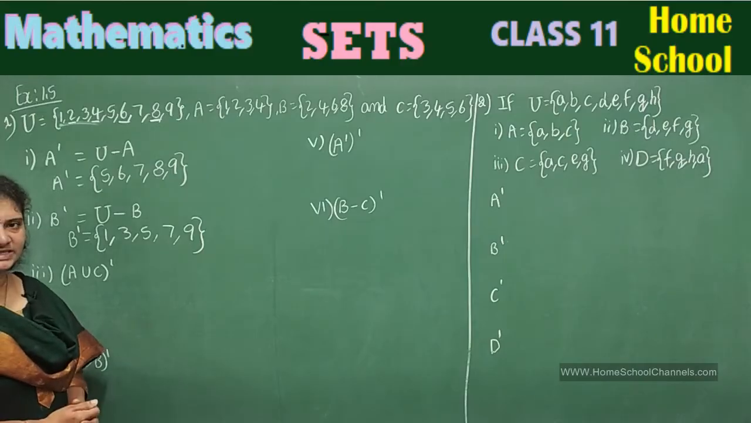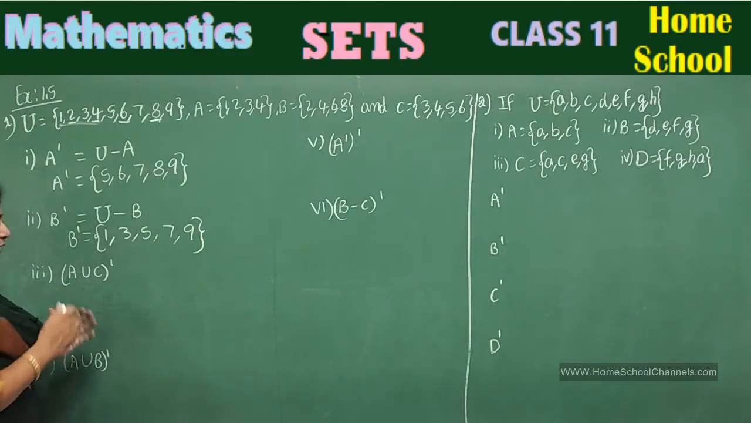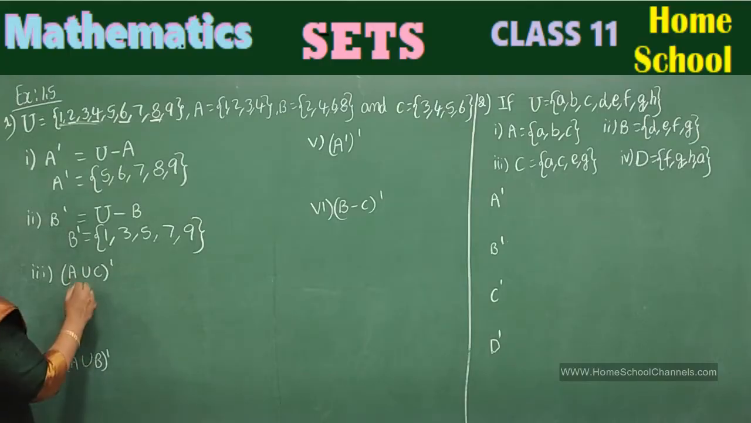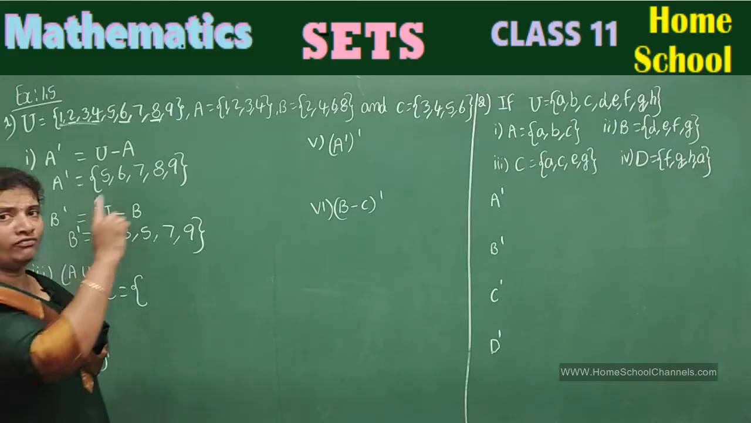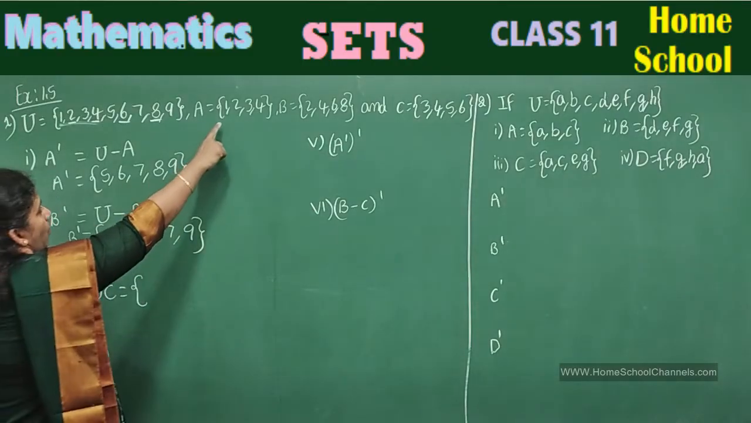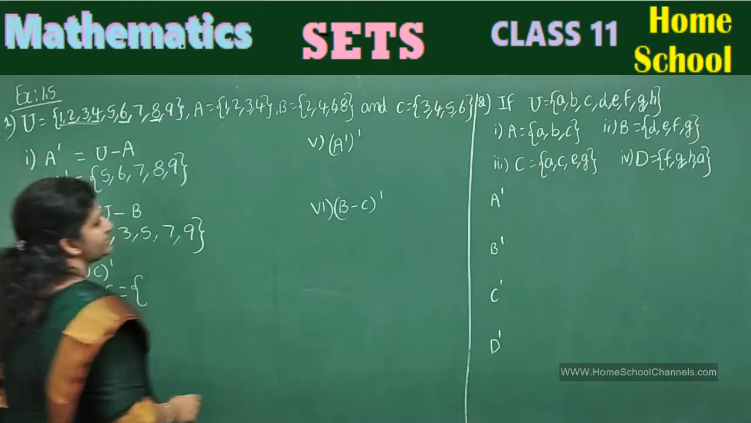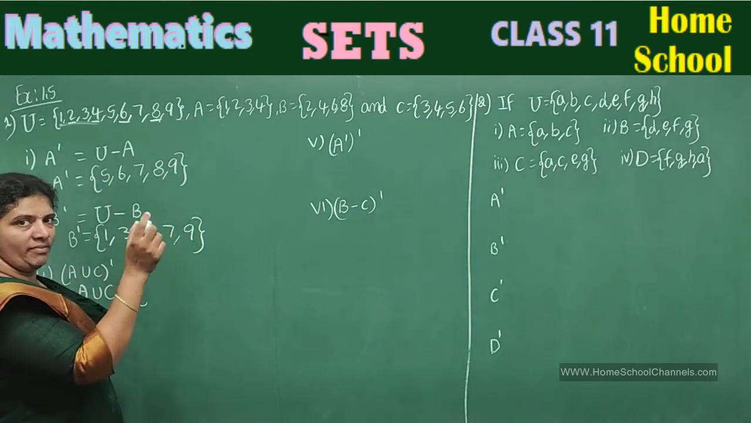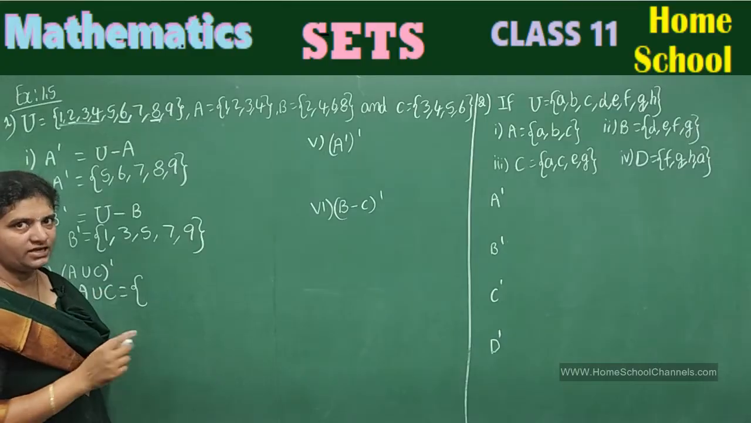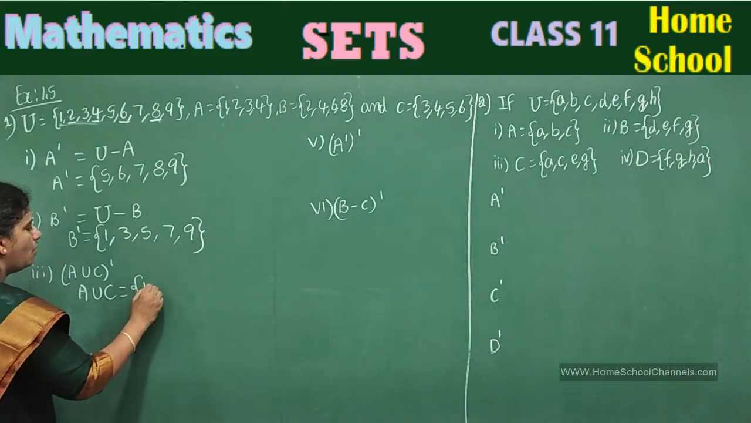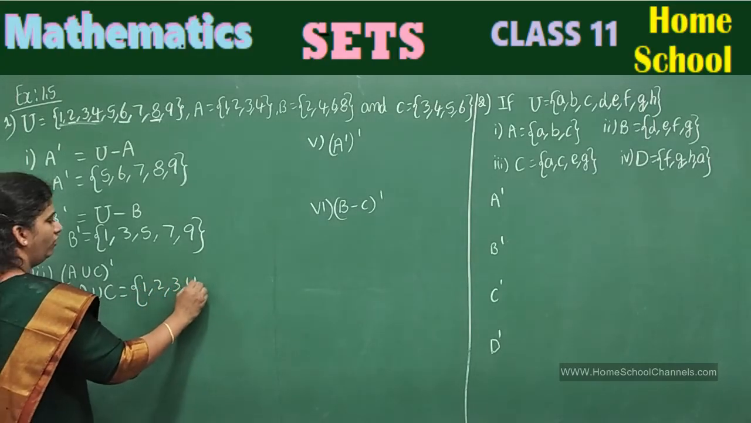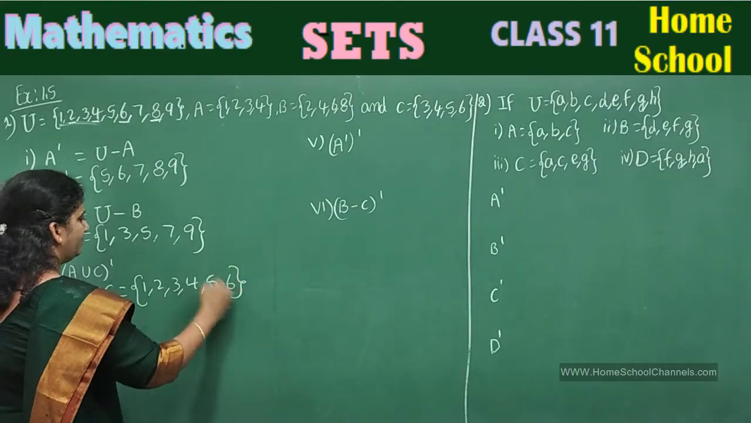Third one, A union C whole complement. How to solve these type of problems? First, let me do A union C. Then do the complement. A union C is equal to union of two sets A and C. 1, 2, 3, 4, 3, 4, 5, 6. There are two elements which are common, that is 3, 4 is common in both the sets. So write one time and write the remaining elements. That is 1, 2, 3, 4, 5, 6.